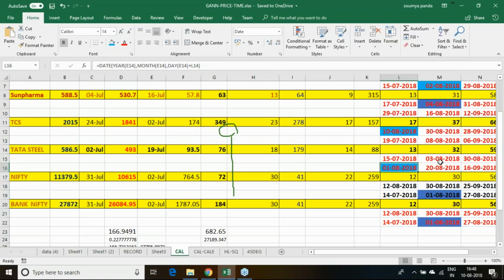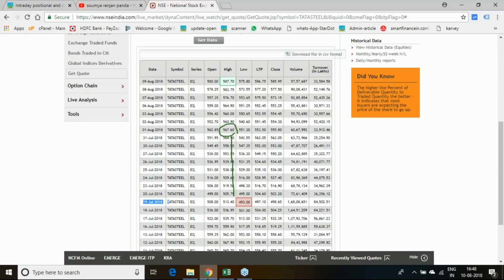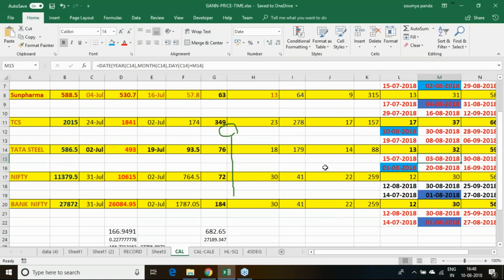These two also, if you can just see, 3rd August also we had one good price point. However, on 3rd August we didn't experience any kind of movement in that. So this is on Tata Steel.